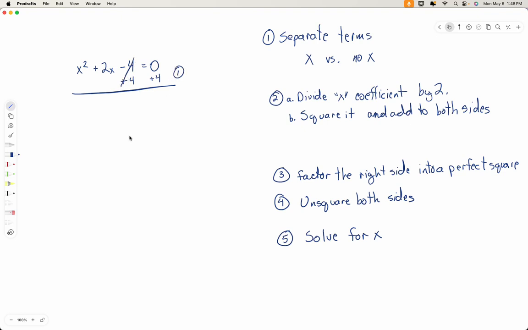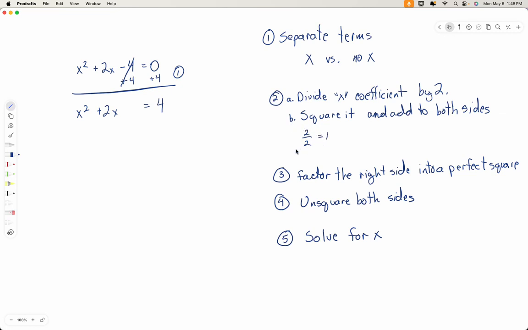So we eliminate the non-x terms and move it over so that we have x squared plus 2x is equal to 4. Okay, so I'm going to now move on to step 2. I'm going to take the x term, the single x, and I'm going to take the coefficient and divide it by 2. So here I've got 2 divided by 2, which equals 1.